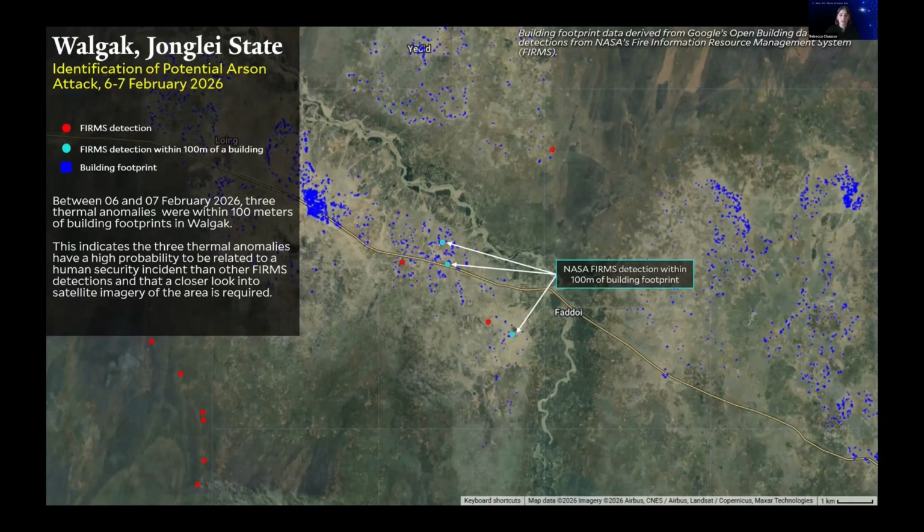So what we're proposing is that we identify detections that occur within a predetermined distance of these building footprints. The closer to buildings, the more likely we're assessing that they're related to an arson-related human security incident. In this case, we are assessing all FIRMS detections within 100 meters of a building footprint. Right now, we see there are three FIRMS detections highlighted in the brighter blue, and those are within 100 meters of the building footprints. This tells us that these specific areas we should look into in more detail with satellite imagery to confirm if a human security incident possibly took place at this location.